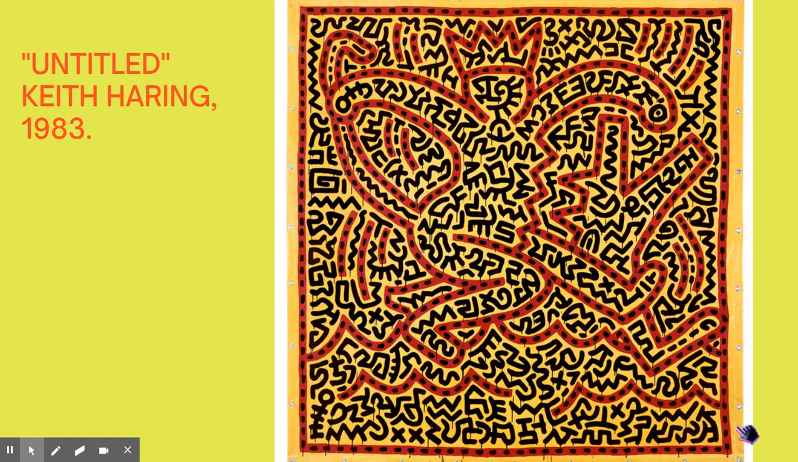Here's another one from Keith Haring from 1983. As you can see, he's using now more colors with dashed lines. Also see some zigzag lines, some what looks to be like hieroglyphics or letters, or maybe he created his own letters or his own message in here.